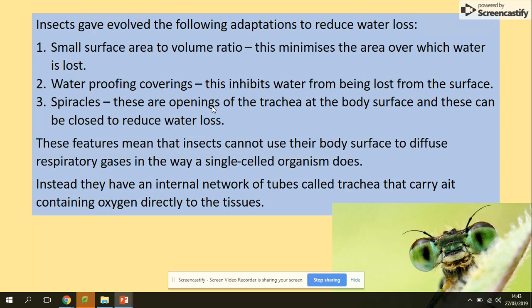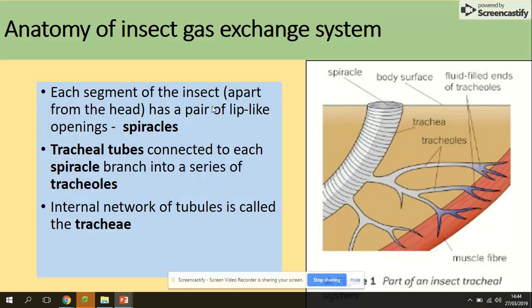Okay, so those features mean that insects cannot use the body surface to diffuse respiratory gases in the way single-celled organisms can. Instead, they have an internal network of tubes called trachea, and they carry oxygen directly to the tissues.